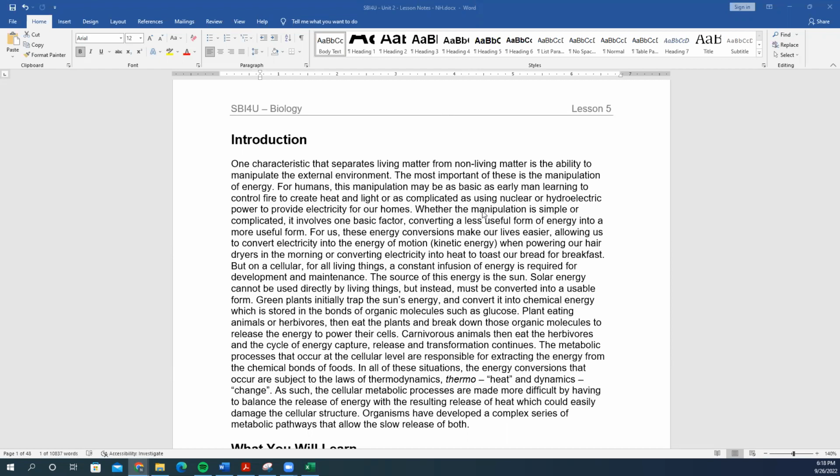capture the energy from eating the herbivores, which consumed the plants, which took radiant energy from the sun. And so this cycle of energy capture, release, and transformation is a cycle that just continues.